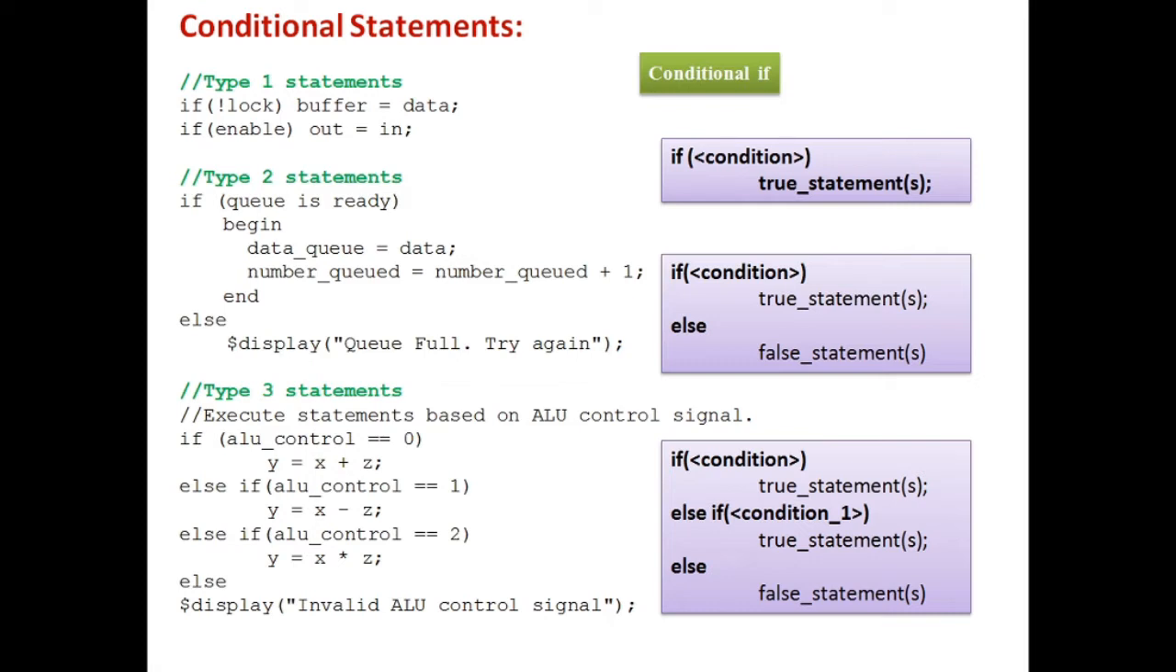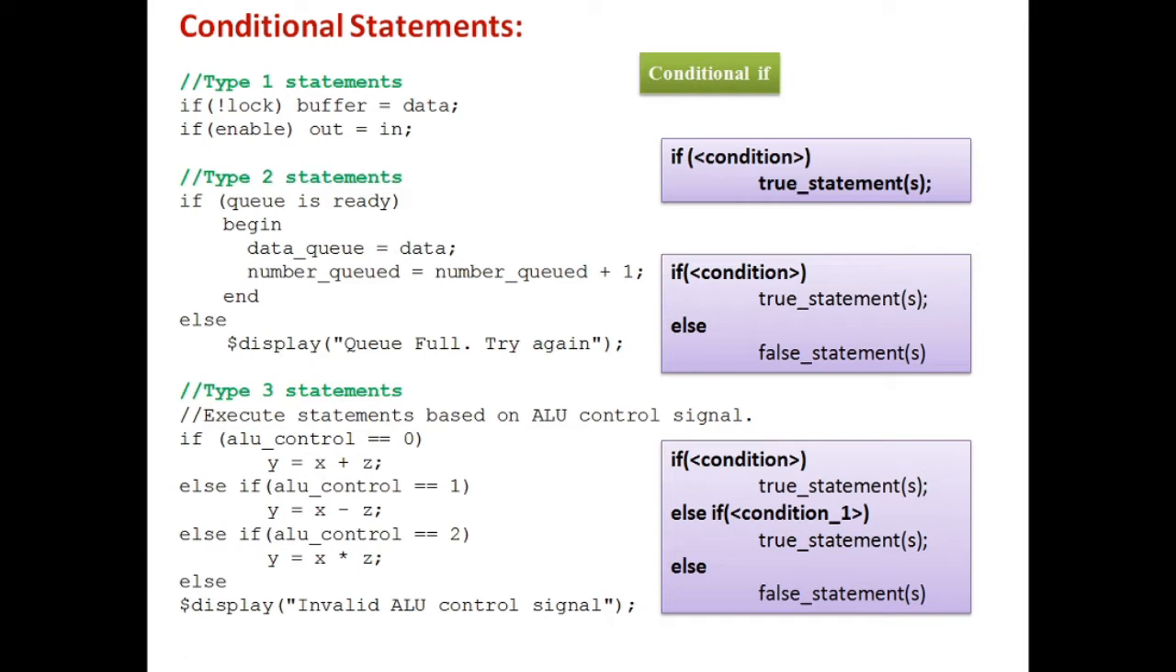That means in the type 1 statement I can find only the if condition. In the type 2 statement I have found the if condition as well as the else condition. And in the type 3 statement I have found the if condition, else if condition, as well as the else condition also. Whenever a particular thing is satisfied, the corresponding statement will be executed.